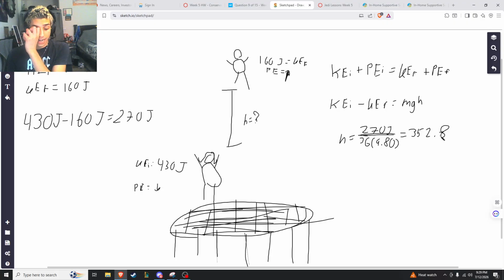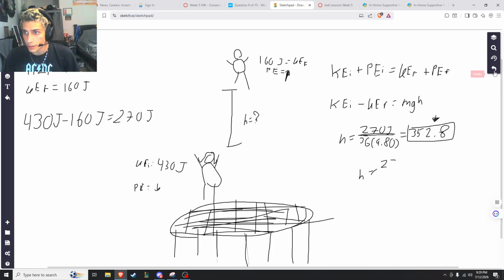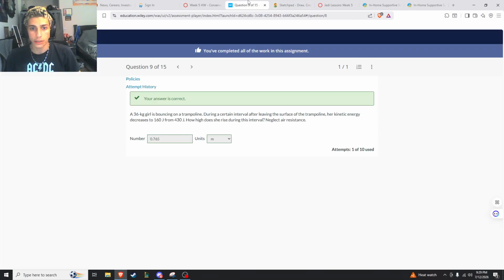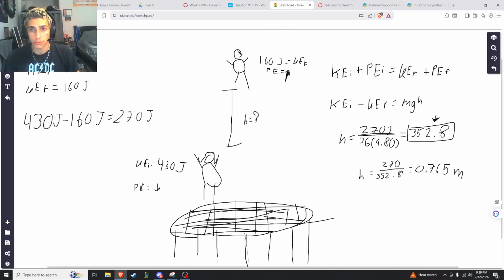352.8. We're finding the denominator. This is the denominator. And then we're going to get the actual h by dividing 270 by the denominator we just got, which is 352.8, which is going to equal the final answer of 0.765 meters. Let's check back here. 0.765 meters, and that is correct. That's my first question.